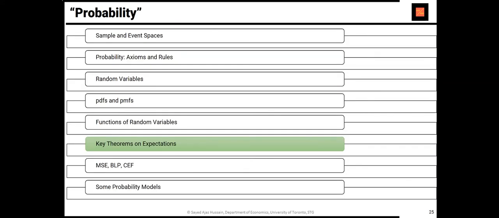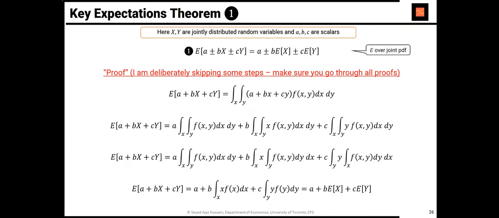Now we do some key theorems on expectations. X and y are jointly distributed random variables. A, B, C are numbers. The expectation of a sum or difference is the sum or difference of the expectations. I know I said that really fast, so I'll go a bit slowly. What you want to find out, say, is that this expression looks like this expression.